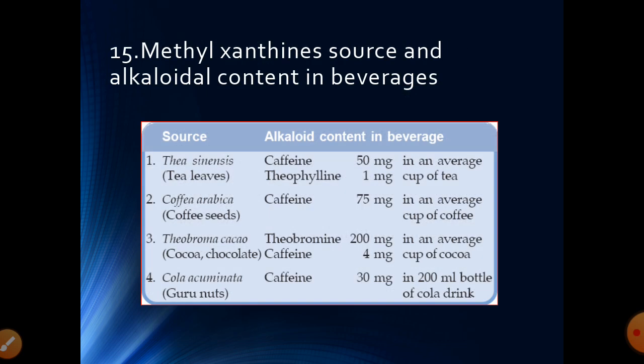Then methylxanthine source and alkaloidal content in beverages. Like Thea sinensis का source क्या है? Tea leaves है. Coffea arabica, coffee seeds. Theobroma cacao is cocoa, chocolate. Cola acuminata, kola nuts. And this way the concentrations are also asked. So you have to remember this alkaloidal concentration range. So this was all about these tables.